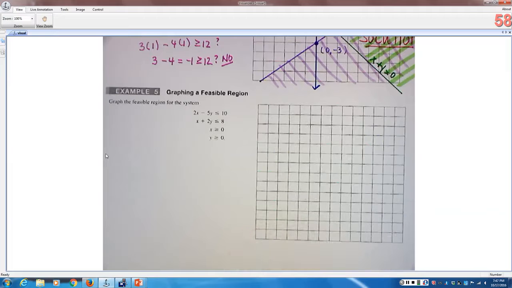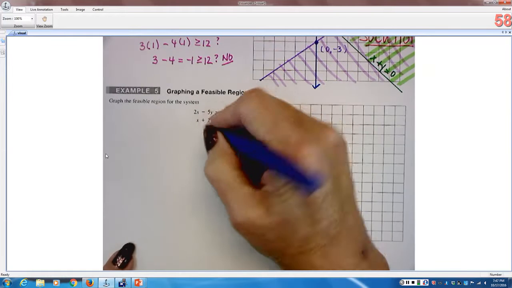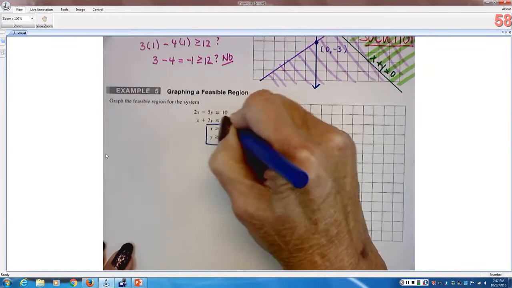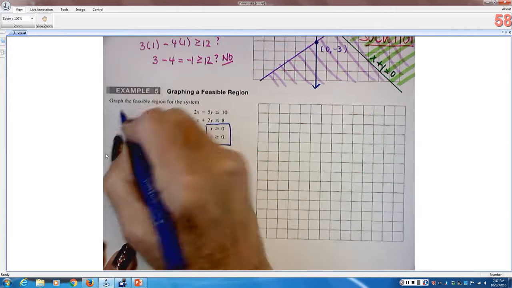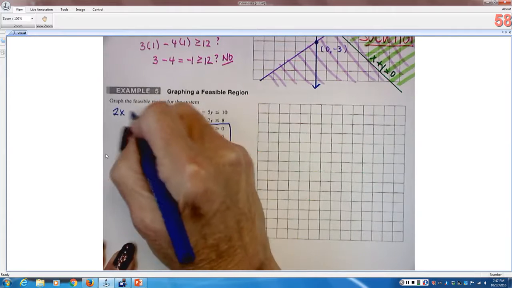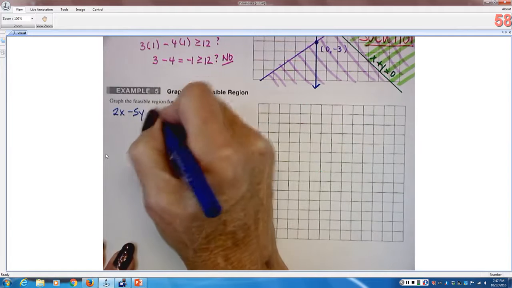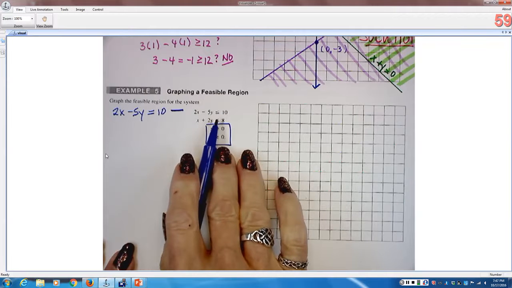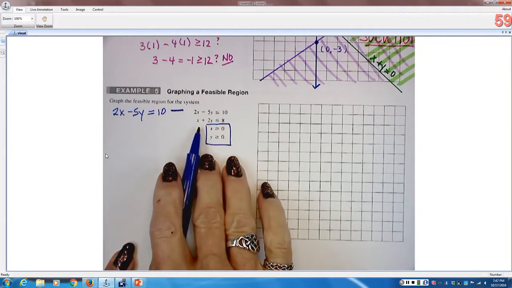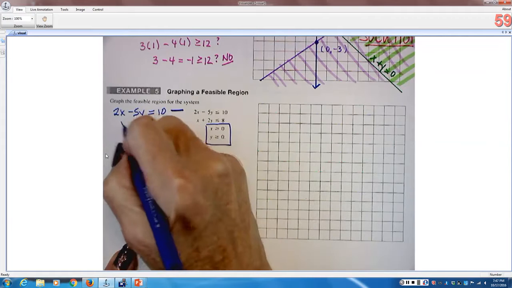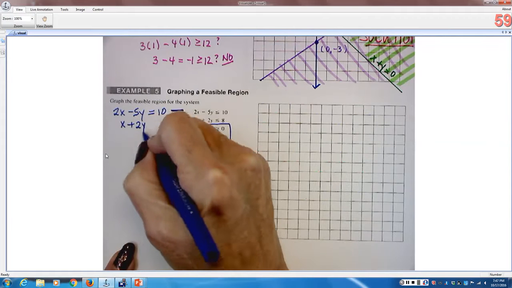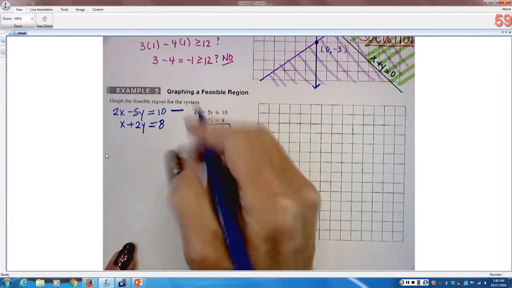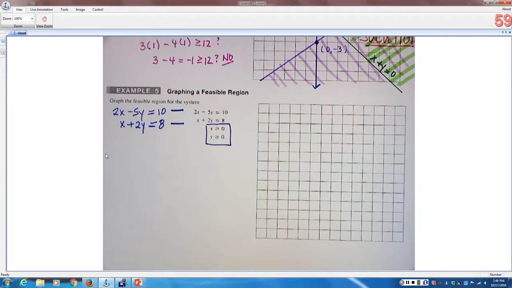Through this one and explain to you what the only thing that's different is. The only thing that's different here, you're going to graph 2x minus 5y equals 10, and you're going to use a solid line because it's equal to or less than, and you're going to graph x plus 2y equals 8. And again, it's going to be a solid line.